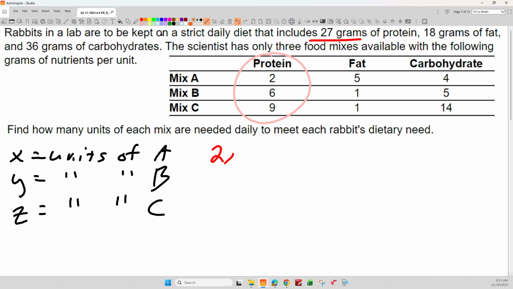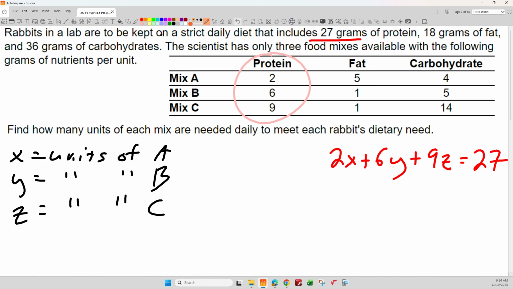Yeah, okay. 2x plus 6y, that's the number of units of mix B, plus 9z equals 27. Grams of protein from mix A plus grams of protein from mix B plus grams of protein from mix C has to equal 27. Give me 1 to 5 on that. How are we doing on that?